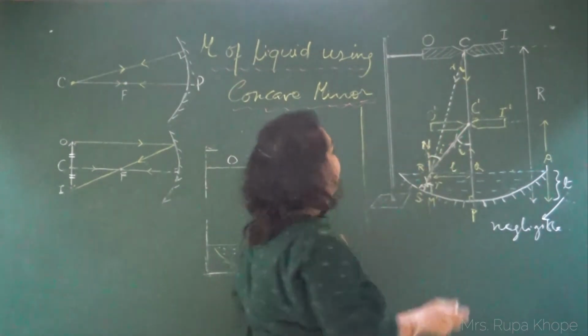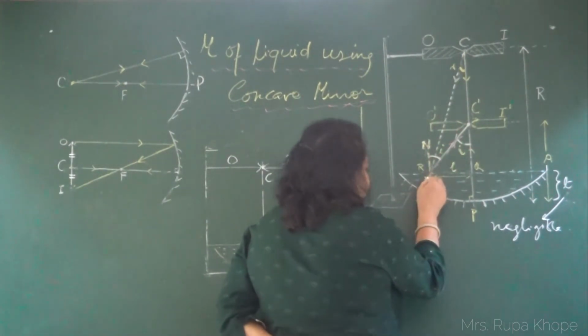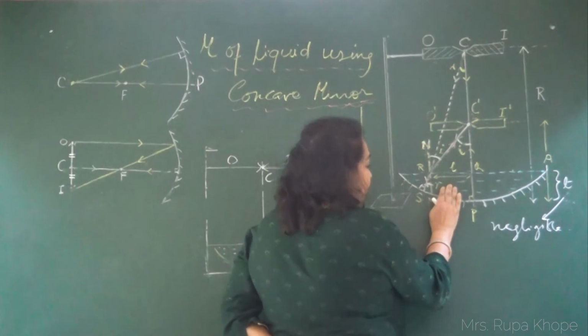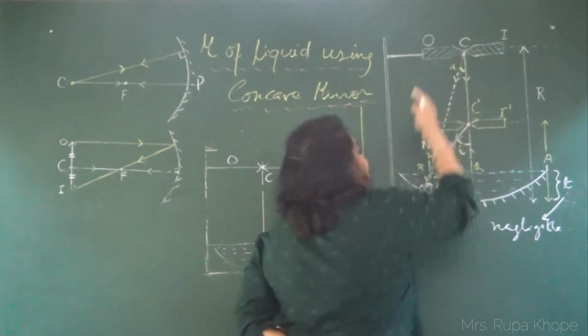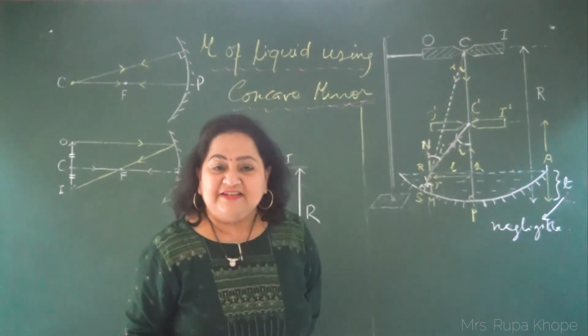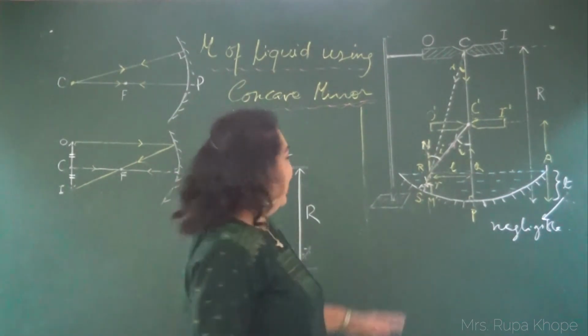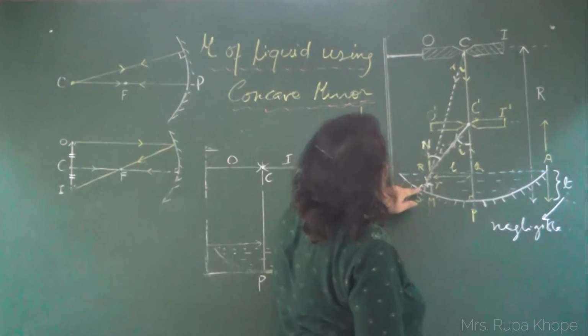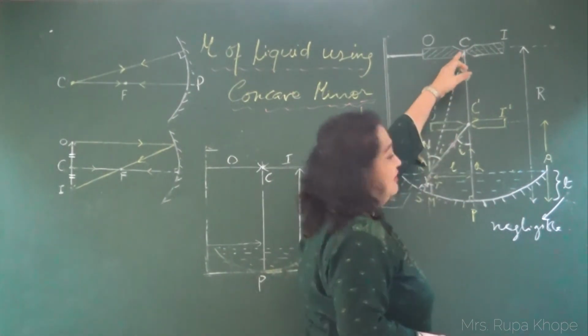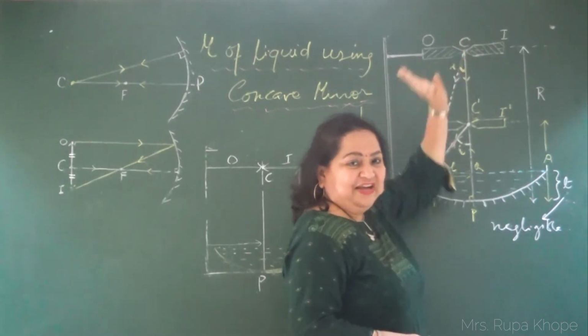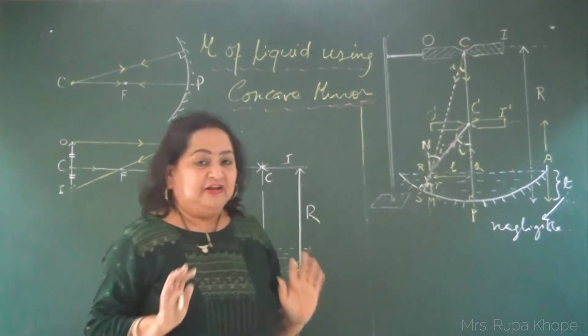So these are equal. Similarly, this refracted ray, if there was no water here, would have gone to the center of curvature. Why? Because it is incident normal to the mirror. Therefore this ray, which is falling normal here, in the absence of water, would retrace the path and we get to the center of curvature. I think I am very clear now.